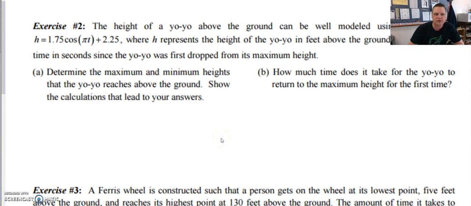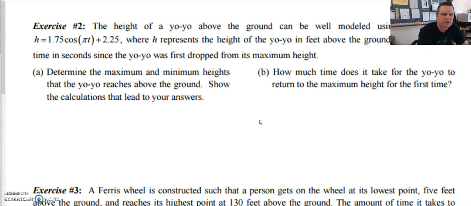Now we have another equation, exercise 2. The height of the yo-yo above the ground can be modeled using the equation, which is cosine again. We have a lot of cosines here. Determine the maximum and min heights. So this isn't too bad.